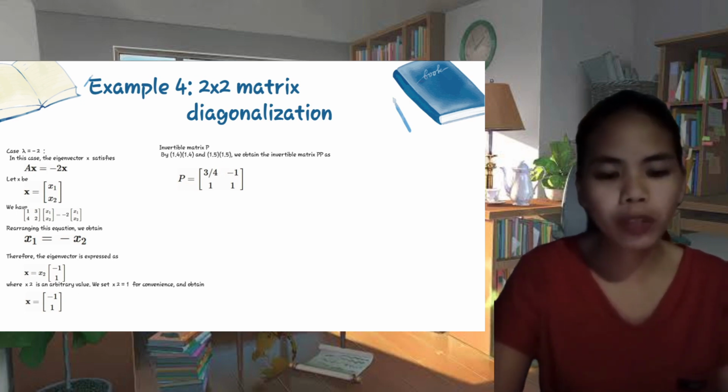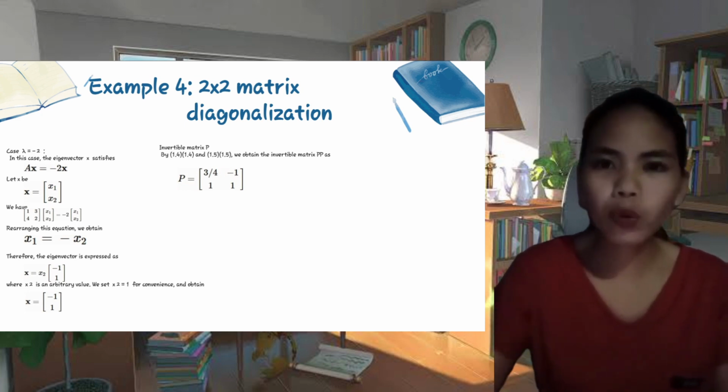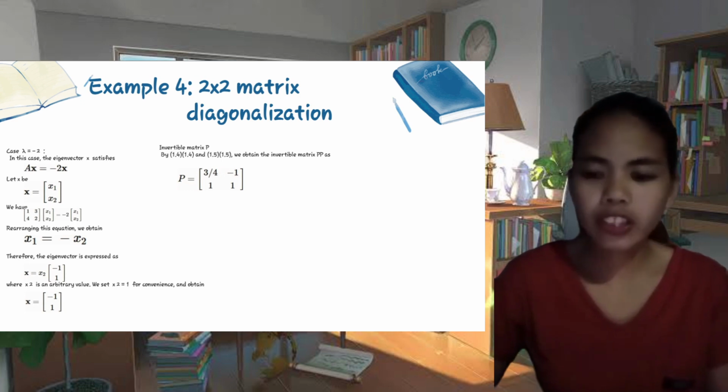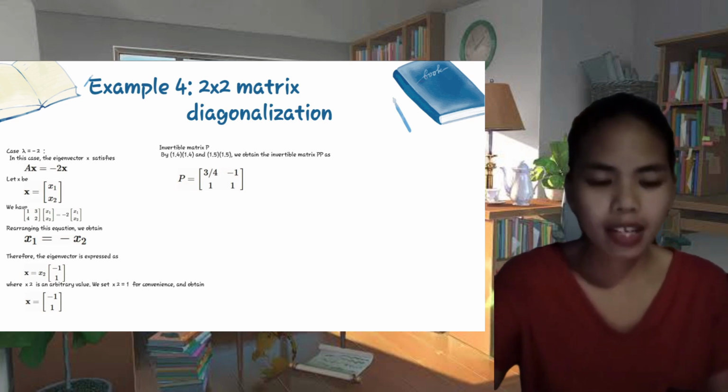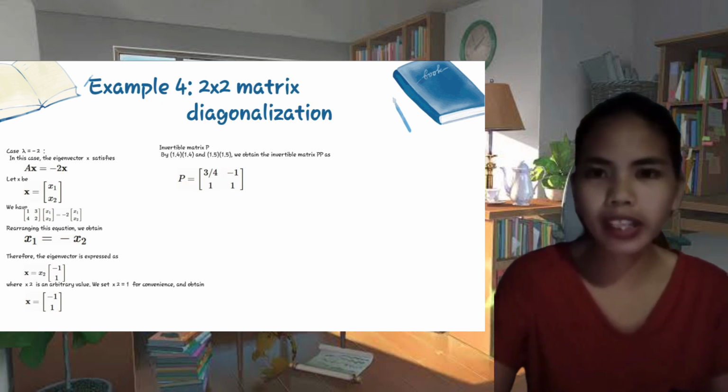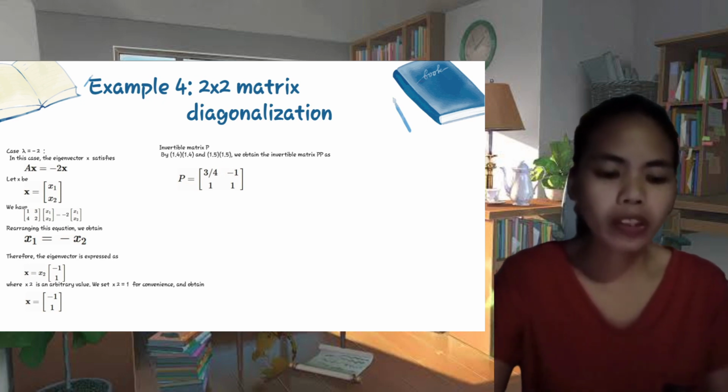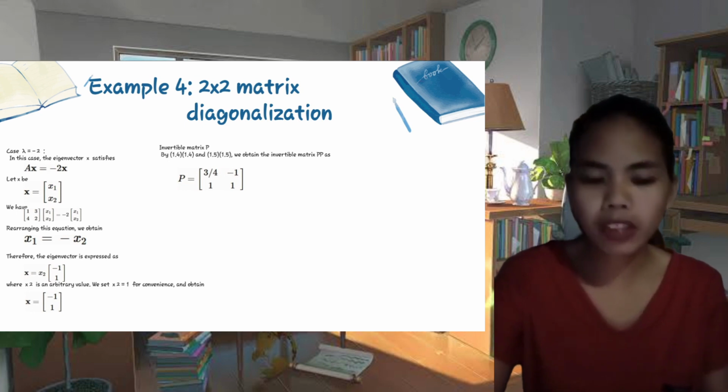Rearranging this equation, we obtain x sub 1 equals x sub 2. Therefore, the eigenvector is expressed as x equals x sub 2 times (-1, 1), where x sub 2 is an arbitrary value. We set x sub 2 equals 1 for convenience and obtain x equals (-1, 1).